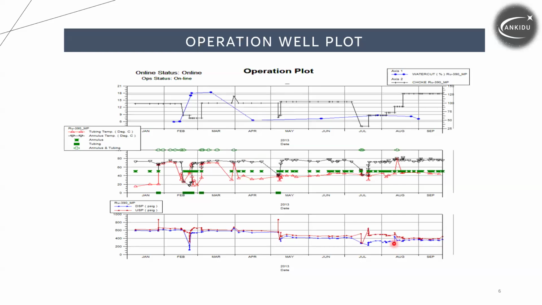Is it normal or not? Because if we go back one month, it was more than 100 psi. Now it's around 10. Did we do any optimization? And that optimization is not going well. So it's not a good optimization we did for that well.